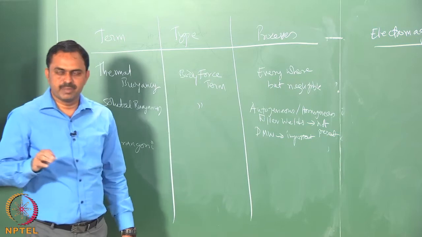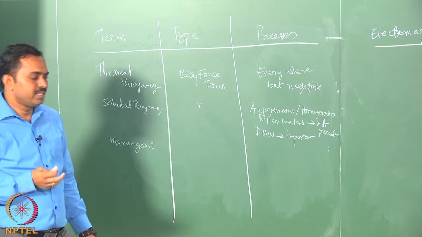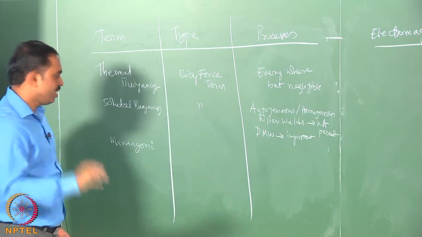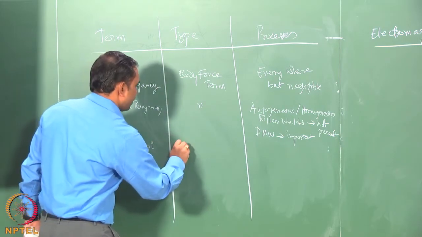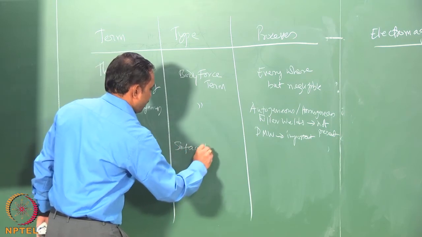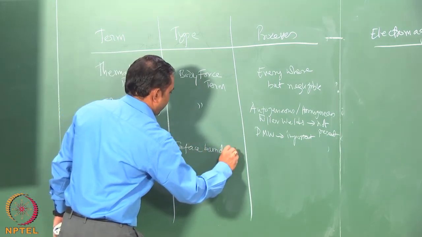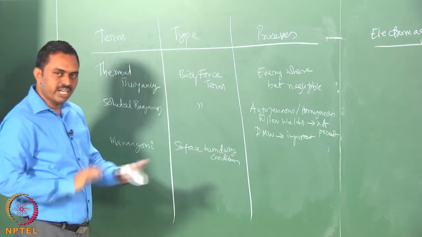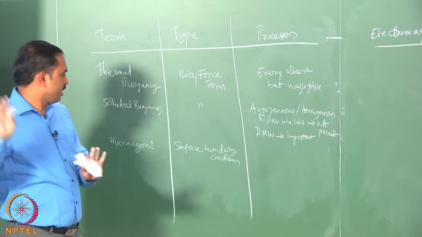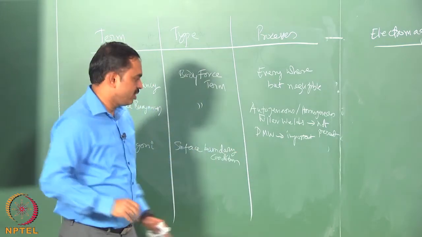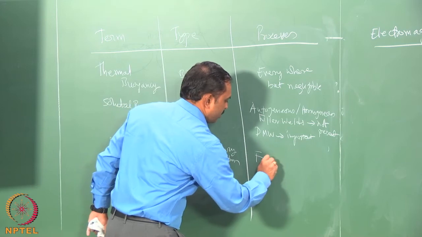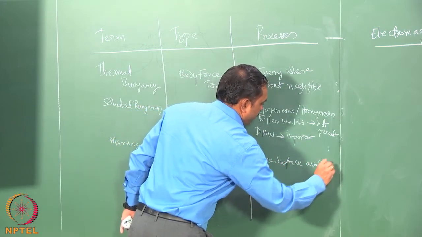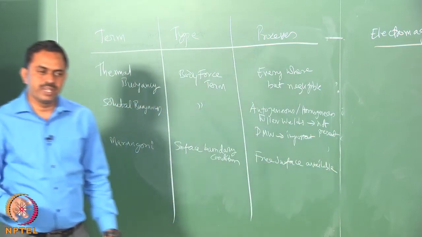Marangoni term, as you can see, is because of the surface tension change, and that means there must be a surface that is available, and the surface is available normally, and this is actually a surface boundary condition. Unlike the remaining terms, it is not appearing in the equation, it is appearing as a boundary condition, and it is present in every situation where there is a free surface available. Are there situations where there is no free surface?